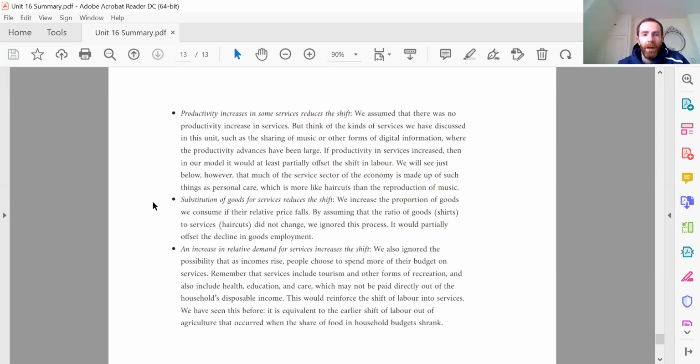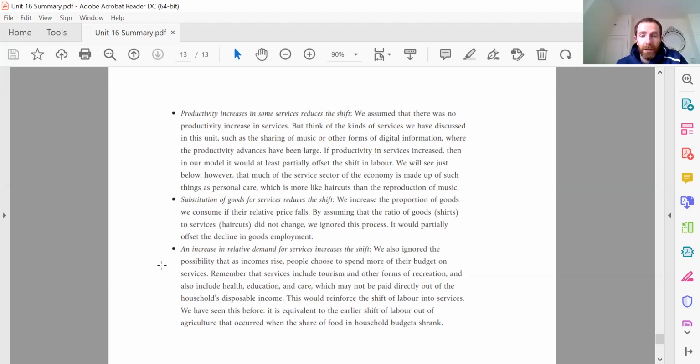The second thing is, what about the potential for substitution of goods for services? If goods production has become more productive, then maybe the costs of goods have come down, and so there might be a switch from services into goods. So actually, an increase in the demand for goods, which would mean we wouldn't see such a decline in the level of employment in goods production.